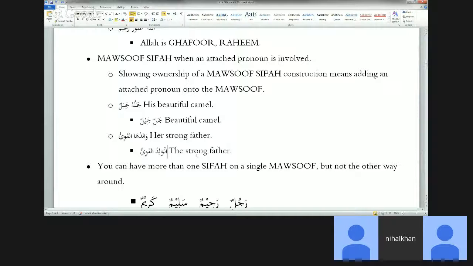Al-Walidu Al-Qawiyu, the strong father. When you want to add a pronoun, an attached pronoun, you remove the alif lam and you add it. Her strong father, Waliduha Al-Qawiyu.